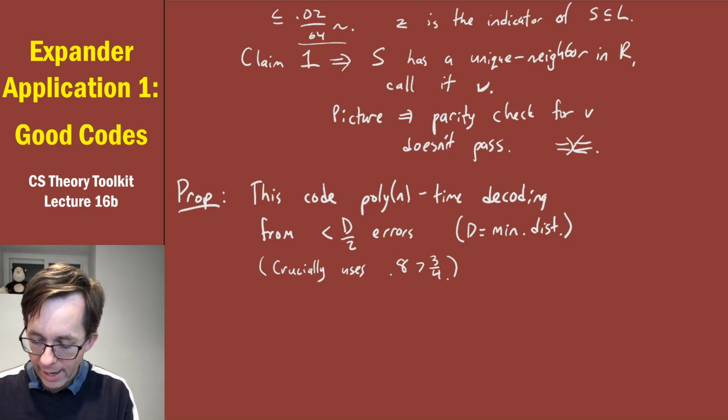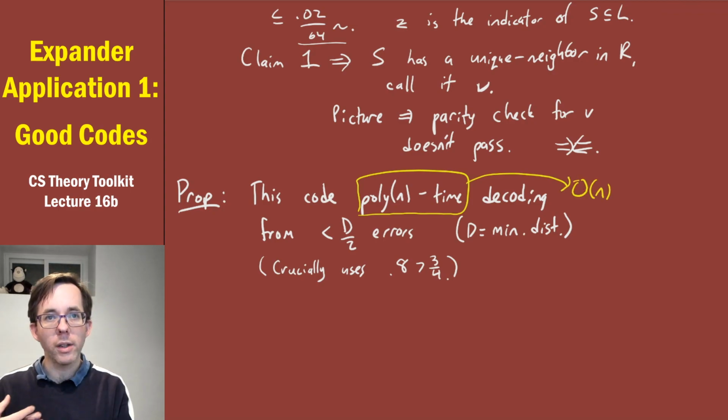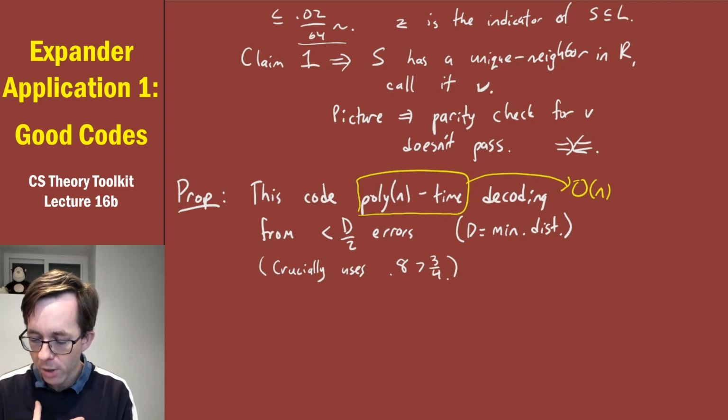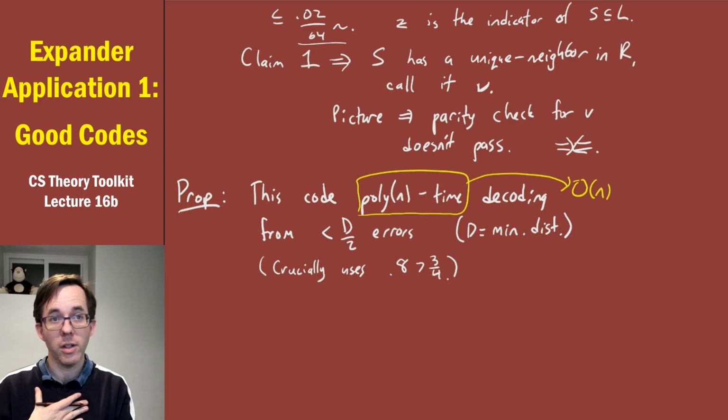Another great fact is that if you're very careful, you can take this poly-n time and make it linear time. That requires more work than this argument that is easy and perhaps will be on homework. That one's not as easy, but that's the beauty of it: not only is it a good code, but it has a super fast linear time decoding algorithm, which is also wonderful.